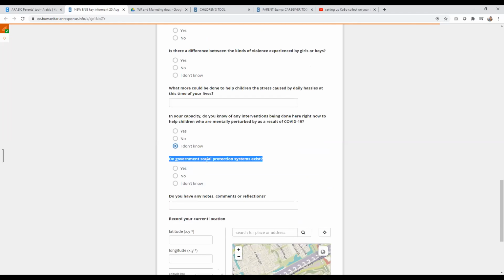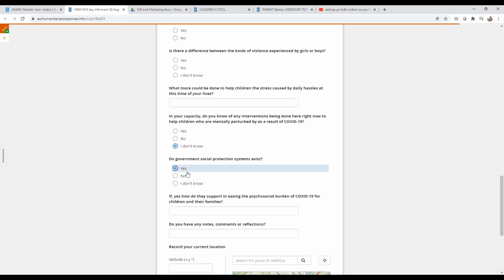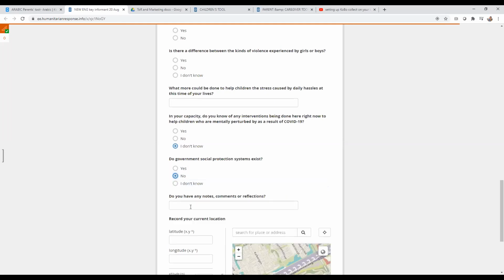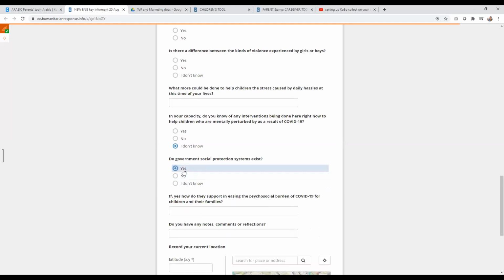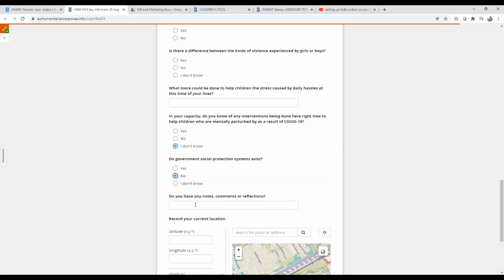Does the government social protection systems exist? So is there a caseworker, or is there a child protection committee or welfare committee, or maybe a school or church or mosque or whatever? Are there social protection systems that exist? Yes, no, I don't know. If yes, you can explain why. If no, or I don't know, we jump to the next question.